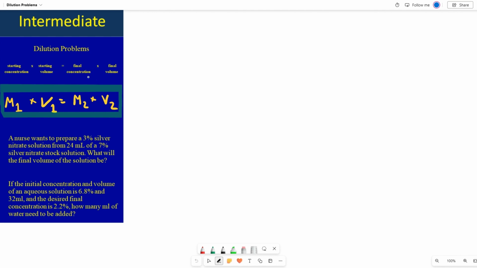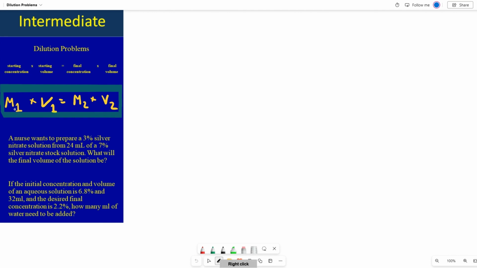You'll notice there are four terms: starting concentration, starting volume, final concentration, and final volume. You have to be given three of those four terms in the problem, and then you just rearrange the equation to solve for the one unknown term that you're not given. So I have the formula written out here as starting concentration times starting volume is equal to final concentration times final volume. That's often abbreviated as M1V1 equals M2V2.